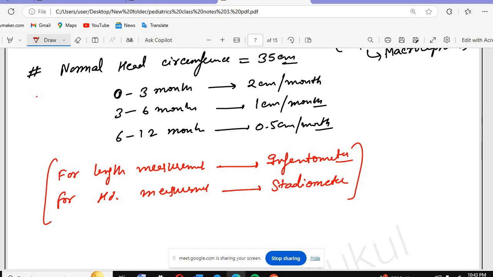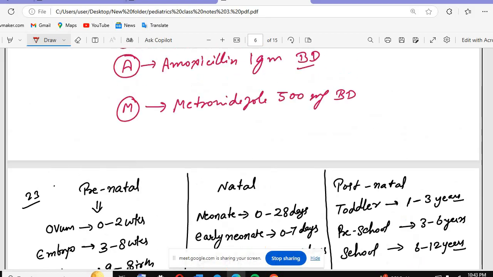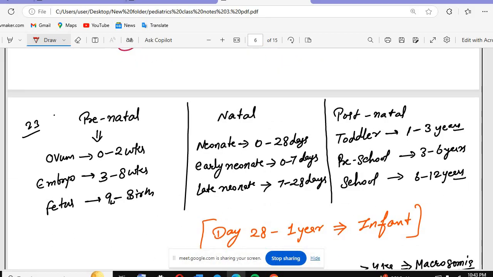Okay, you don't need to revise anything, I am just telling you. See, prenatal, you understand? As the name is suggesting, we have three conditions. The one is natal. Natal means just after the delivery. So just after the delivery, the baby is in the neonate condition. Neonate means newly born baby.